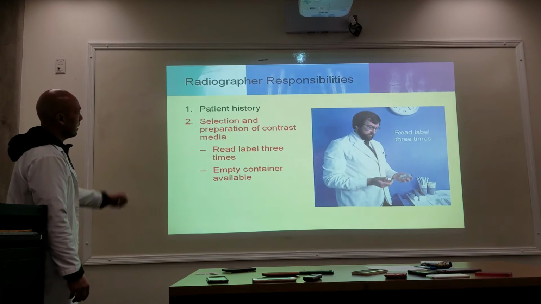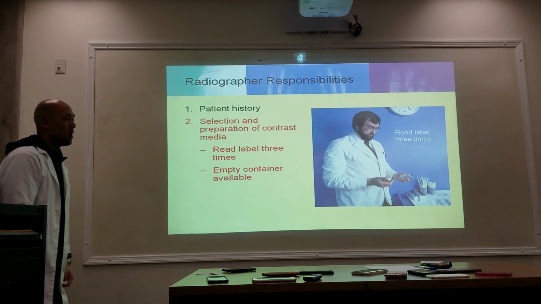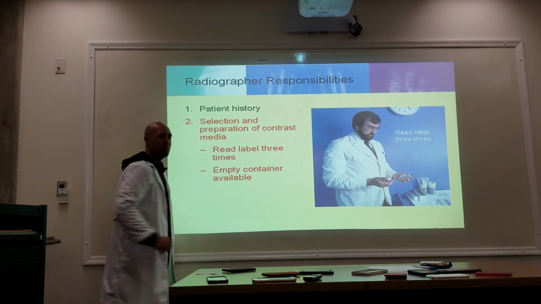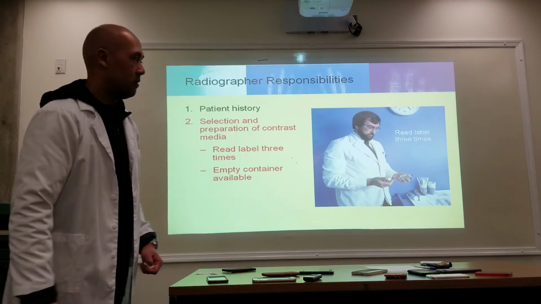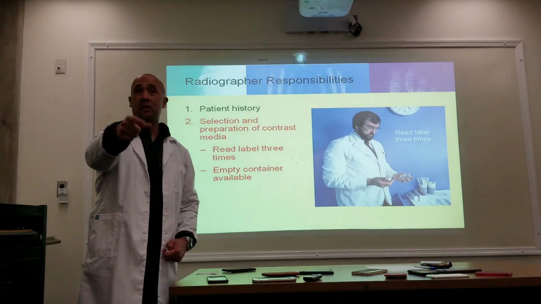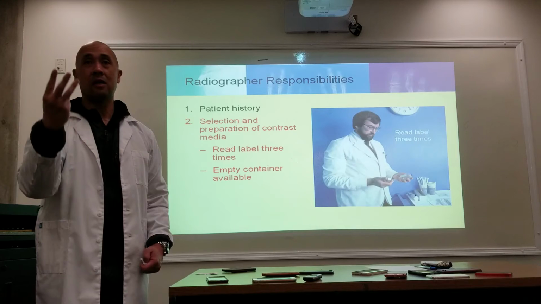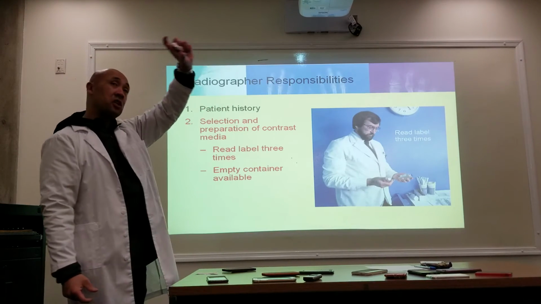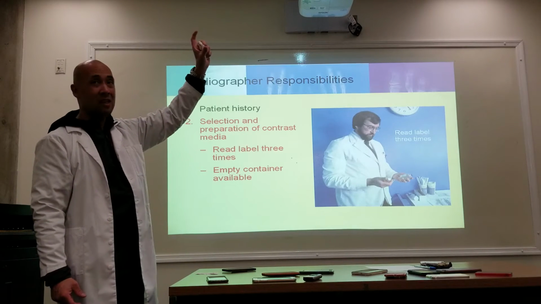Your responsibility, again, make sure you get good clinical history. You're going to select the correct contrast. This is a question: how often should you read the labels? 3 times. What are we looking for on the labels? Expiration date, name, the concentration. Also, you're going to do a visual check. You're going to hold it up to the light. Make sure there isn't anything floating around.